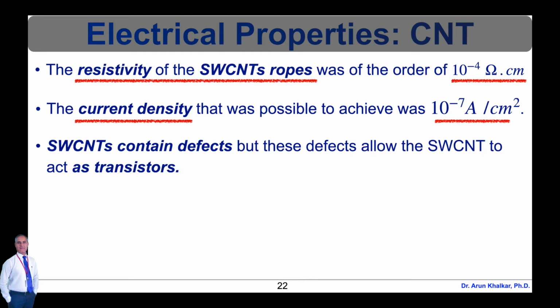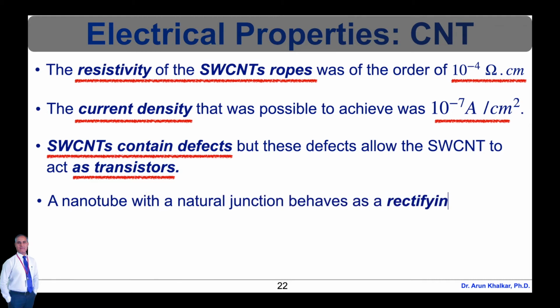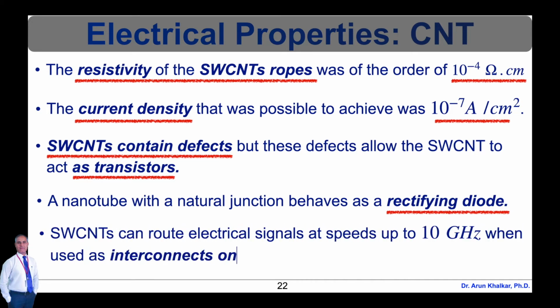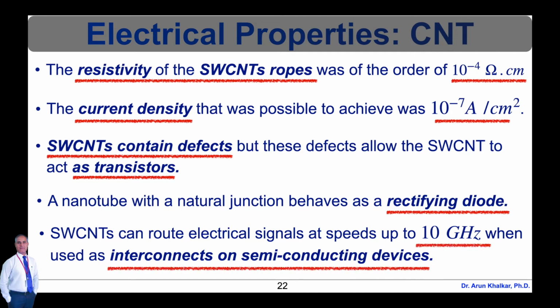It has been reported that individual single-walled carbon nanotubes may contain defects. Fortunately, these defects allow the single-walled carbon nanotubes to act as transistors. Likewise, joining carbon nanotubes together may form transistor-like devices. A nanotube with a natural junction, where a straight metallic section is joined to a chiral semiconducting section, behaves as a rectifying diode. That is a half transistor in a single molecule. It has also recently been reported that single-walled carbon nanotubes can route electrical signals at speeds up to 10 gigahertz when used as interconnections on semiconducting devices.